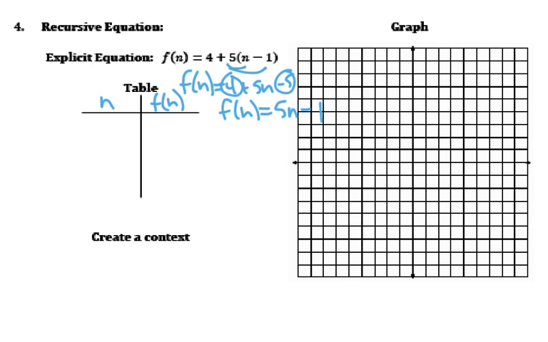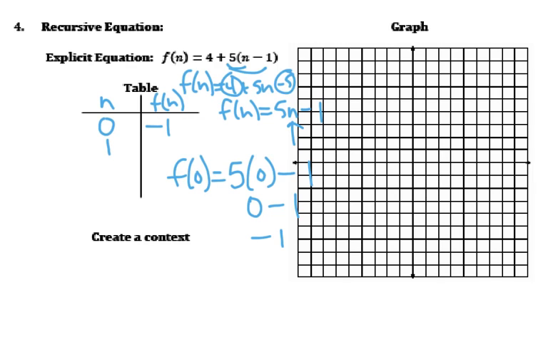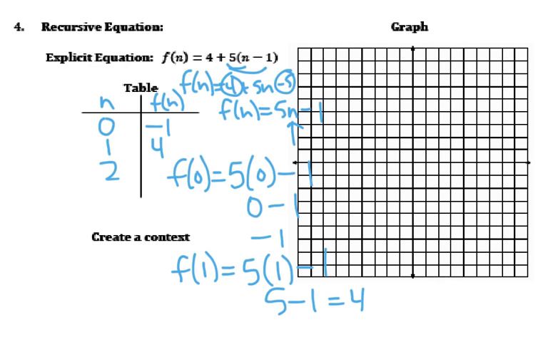start to make a table. So at 0, when we put 0 in for n, f of 0 equals 5 times 0 minus 1. Well, 5 times 0 is 0, minus 1 is negative 1, so we get negative 1. Now do it for 1 and 2. f of 1 equals 5 times 1 minus 1. So 5 minus 1 gives us 4. Then f of 2 equals 5 times 2 minus 1. 5 times 2 is 10, minus 1 is 9.